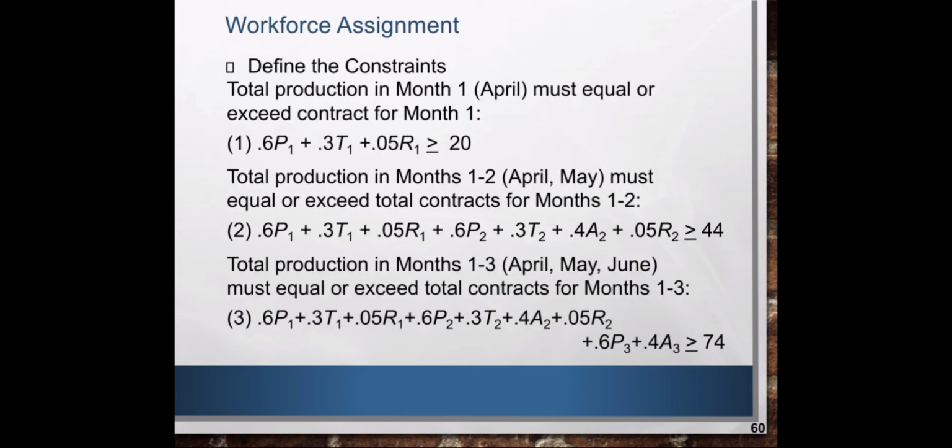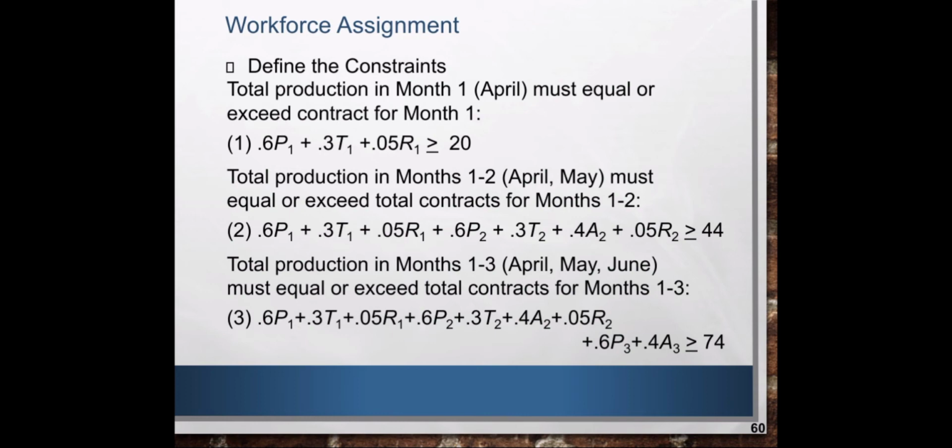Define the constraints. The total production in month 1, or April, must equal or exceed the contract for month 1. So 0.6 P sub 1 plus 0.3 T sub 1 plus 0.05 R sub 1 is greater than or equal to 20. The total production in months 1 to 2, or April and May, must equal or exceed total contracts for months 1 to 2. So 0.6 P sub 1 plus 0.3 T sub 1 plus 0.05 R sub 1 plus 0.6 P sub 2 plus 0.3 T sub 2 plus 0.4 A sub 2 plus 0.05 R sub 2 is greater than or equal to 44.